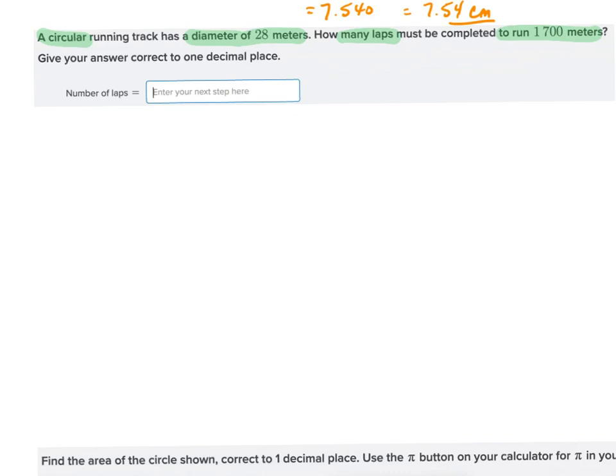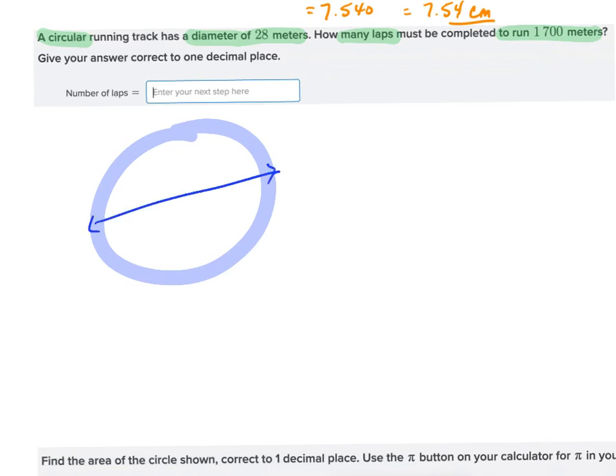Okay, so if we're talking about a circle and we're running laps around it, we're wondering how many laps it takes to go around that circle, and it has a diameter, a measure from one end to the other across the middle. The diameter is 28 meters. And they want to know how many times we would go around this circle to get to 1,700 meters. Well, that means how many laps, right?